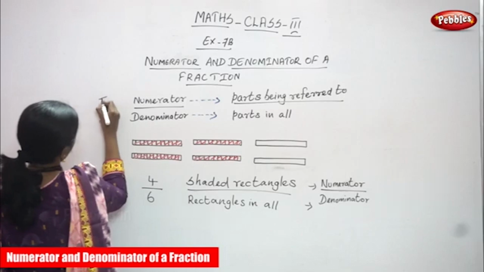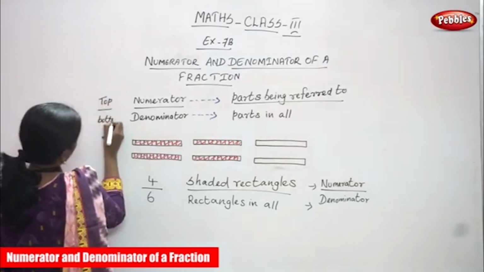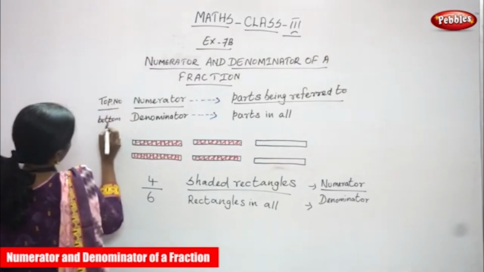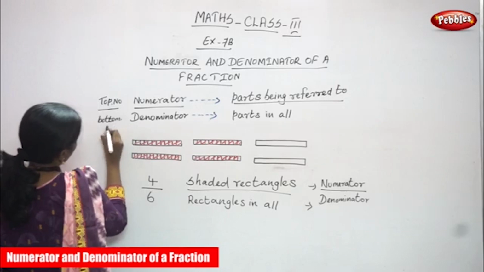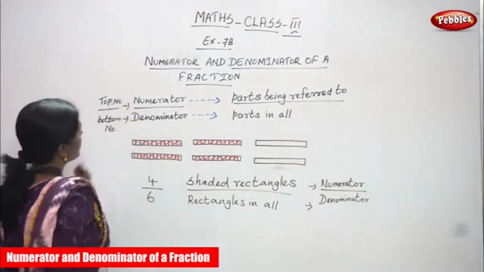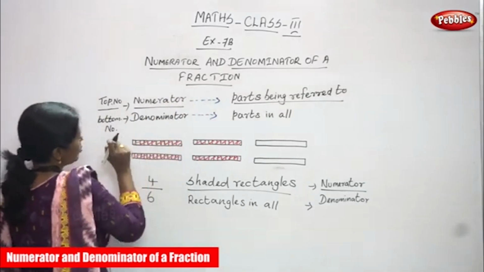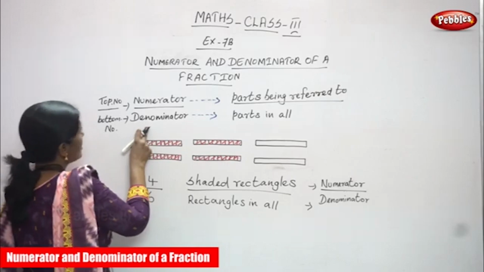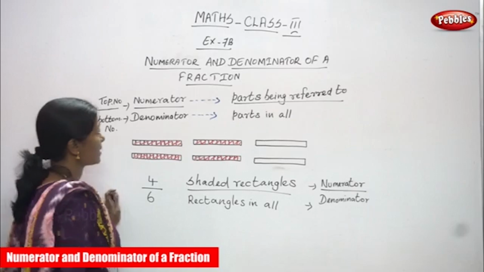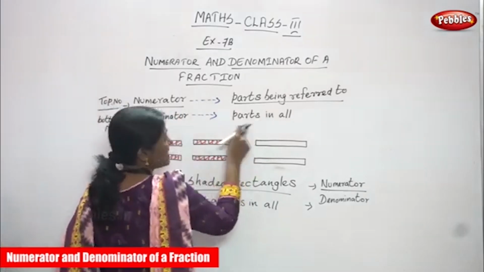I'll write it here: top and bottom. That is the top number, and this is the bottom number. A fraction is made up of two numbers: one is the numerator, the other is the denominator. So the top number is the numerator and the bottom number is the denominator. The numerator is the parts being referred to and the denominator is the parts in all.